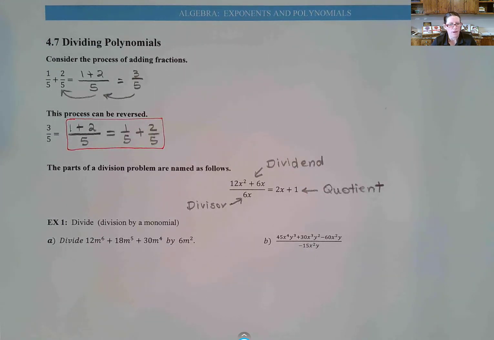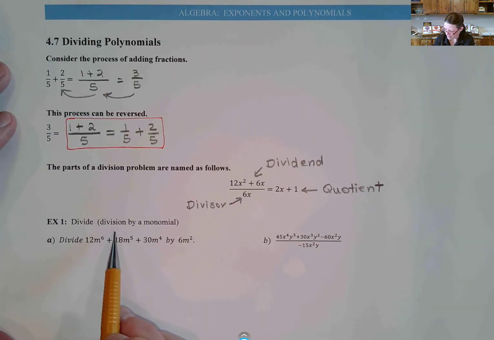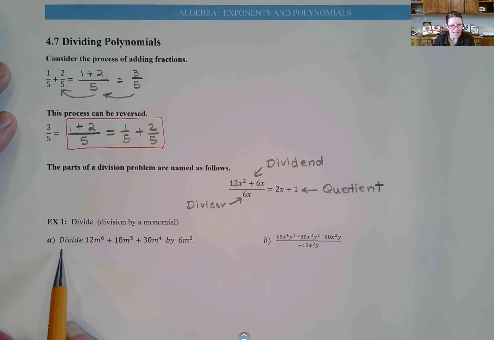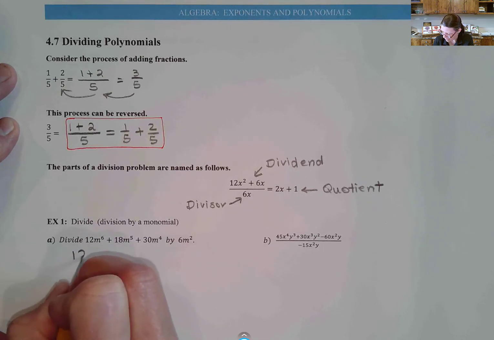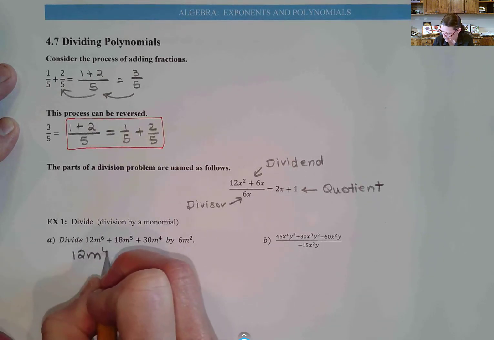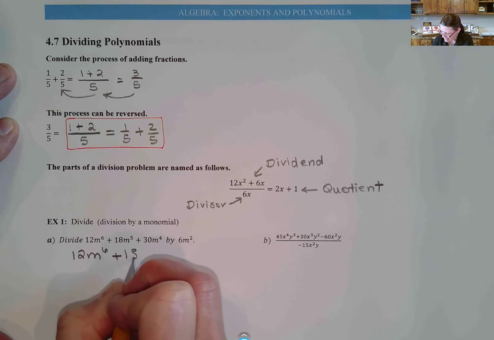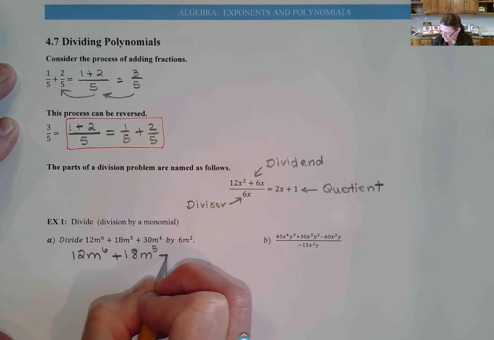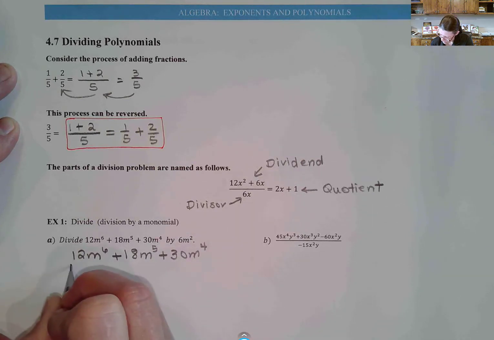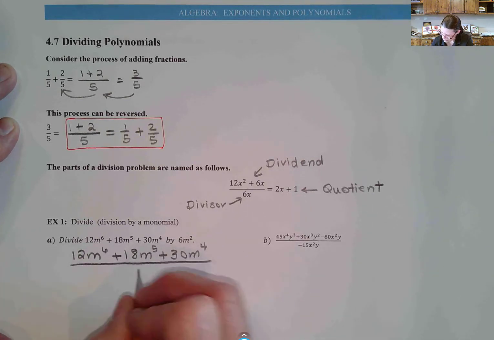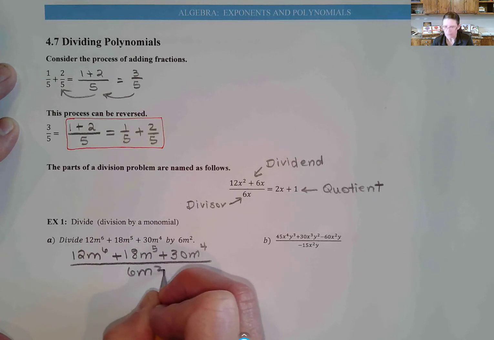Now in example 1, we're going to divide by a monomial in part A, 12m to the 6th plus 18m to the 5th plus 30m to the 4th. We're going to divide that by 6m squared. So I'm going to go ahead and write this as division, 12m to the 6th plus 18m to the 5th plus 30m to the 4th. And we're going to divide that trinomial by 6m squared.